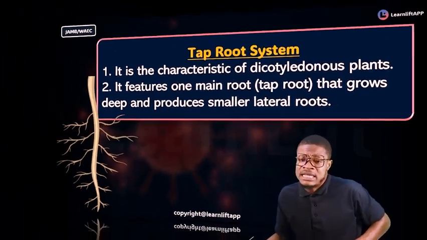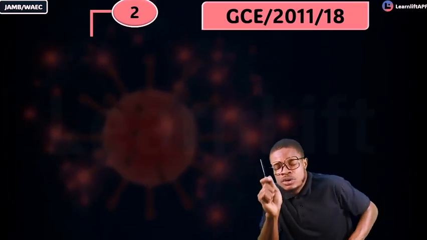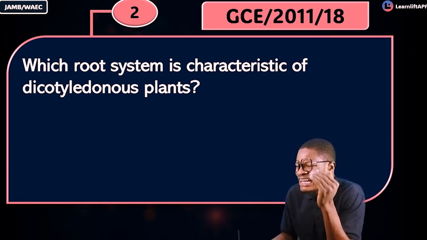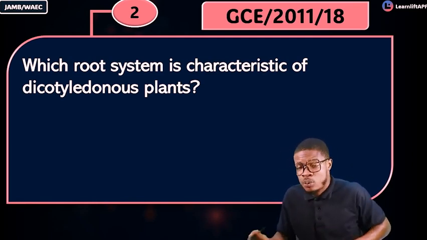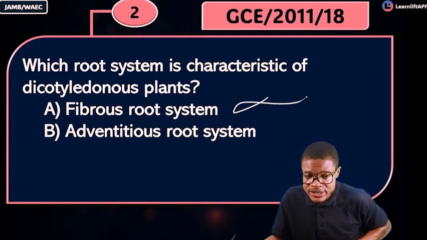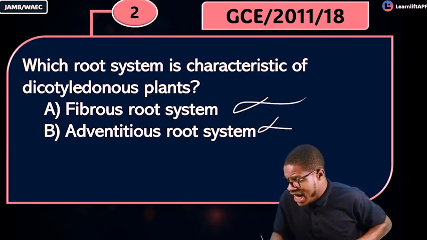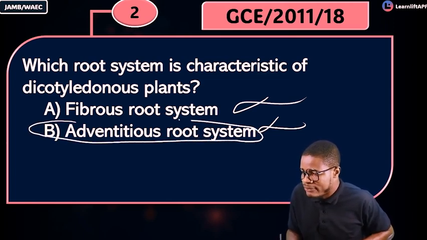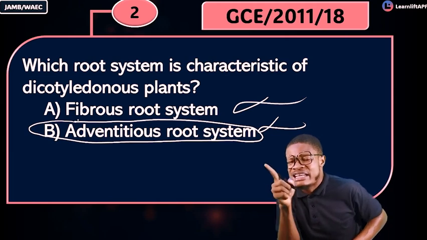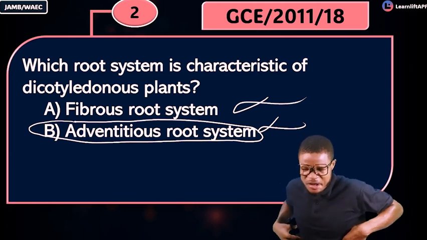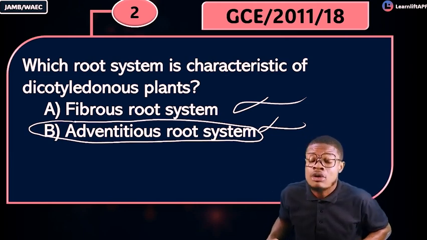But I'll tell you another important thing. Don't forget GCE 2011 question 18. They asked which root system is characteristic of dicotyledonous plants. Is it your fibrous root system? Never. Is it your adventitious root system? Never. As we move on, I'm going to explain the adventitious root system for you. A lot of people mistake the adventitious root system for the fibrous root system. You are wrong.